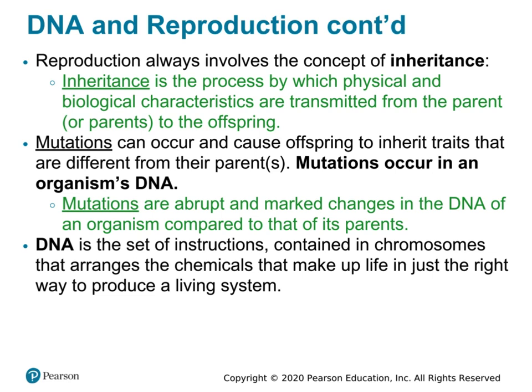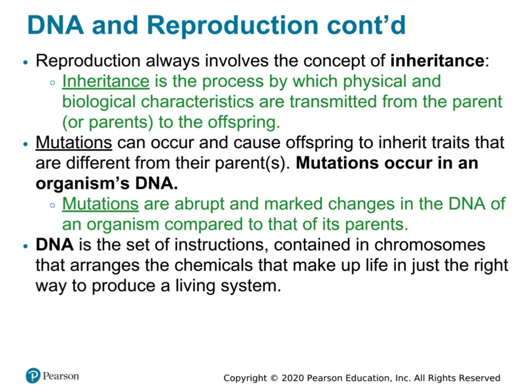Mutations can occur during this genetic processing from parents to offspring, this creation of the next generation. And not all mutations are beneficial. Some don't do anything, but some can be adaptations or can lead to a quality that allows those organisms to both survive and reproduce and pass on that mutation to the next generation. Mutations are considered changes in an organism's DNA. They're abrupt and marked changes in the DNA of an organism, and it has to be different to that of its parents, or it's not a mutation.